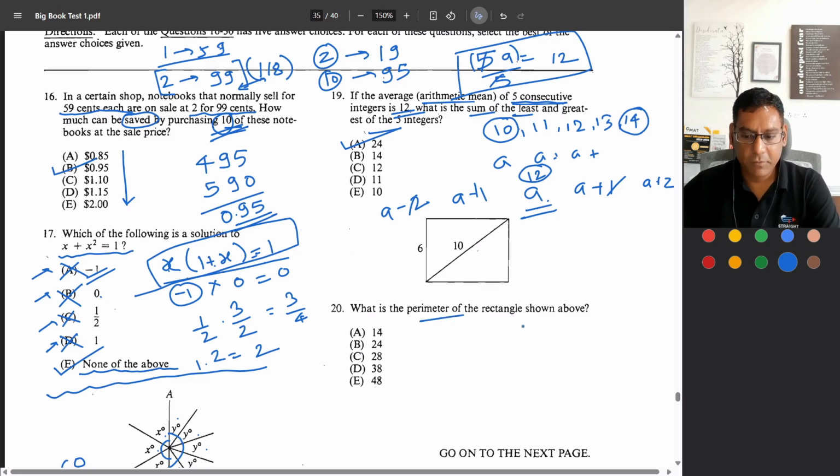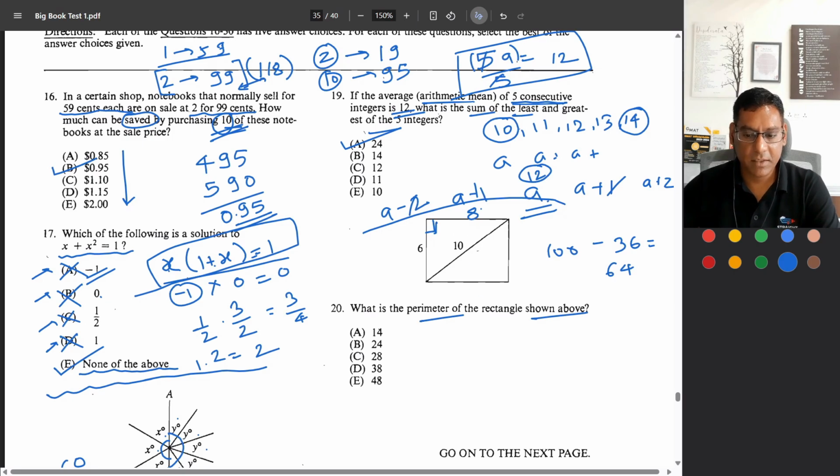What is the perimeter of the rectangle shown above? Again, I was just talking about Pythagorean numbers. So this side here is going to be 8, just because I know it. If you don't know it, you can still do it the Pythagorean way. That is hypotenuse squared, 100, minus one side squared, 36. What you get is 64. The root of that is 8. But if you know it, it's just so much easier.